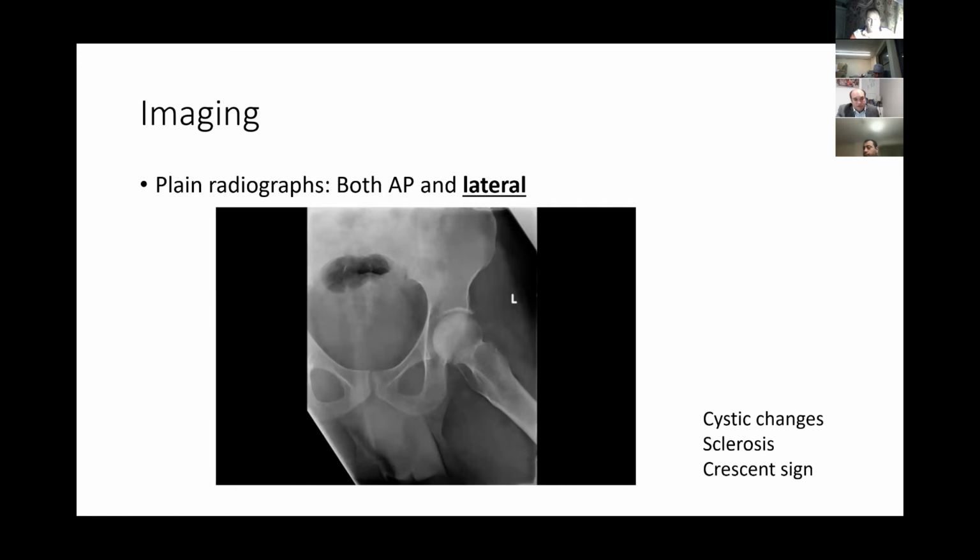Imaging, you'd usually need to mention a lateral view. In the case that I got in my viva, there was really nothing to see on the AP view. When I did mention a lateral view, they showed me an X-ray of a lateral with a very subtle cyst. That was basically the clue of AVN, that and the fact that they had told me that the patient had chemotherapy a year before. So on the lateral view, you're looking for cystic changes, sclerosis or crescent sign.